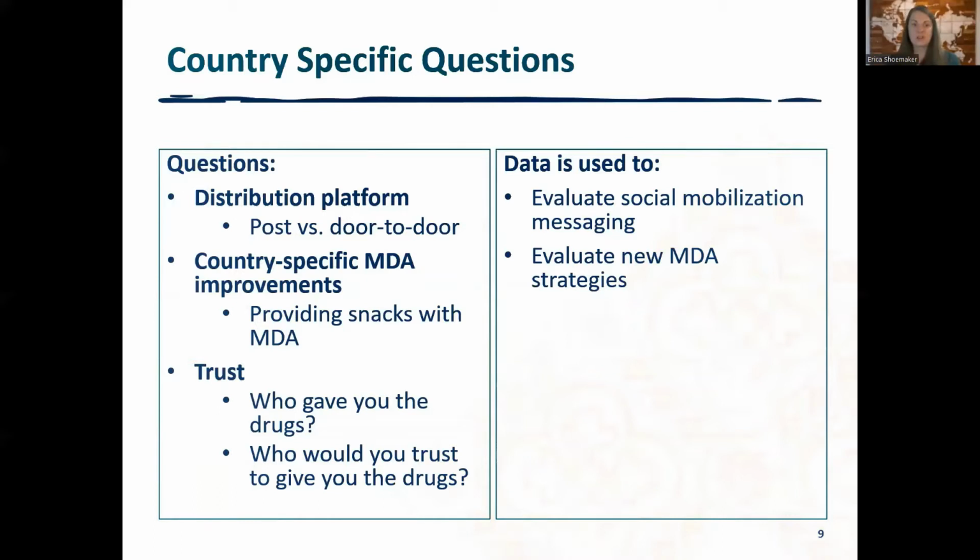There are also questions around trust, including who gave you the drugs and who would you trust to give you the drugs, which evaluate if the CDDs are trusted in the community. This data is used to determine if different social mobilization messaging is required to increase trust, or if we should consider adding someone like a health facility worker as part of the drug distribution effort.